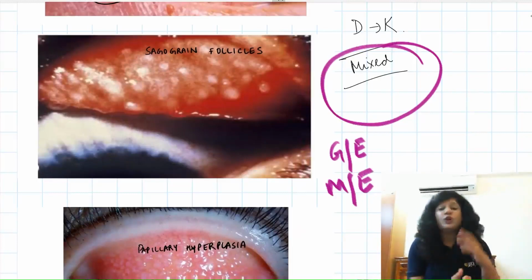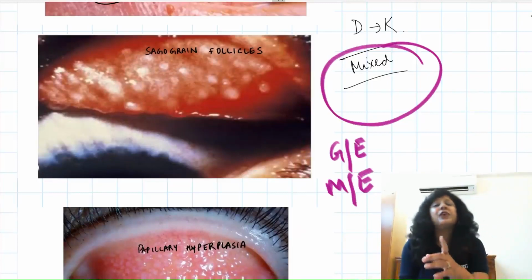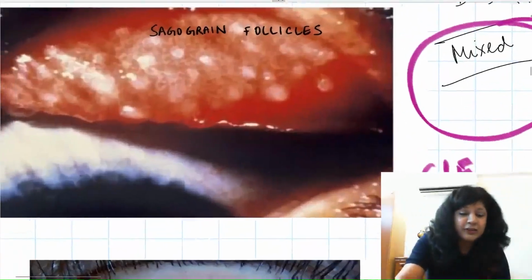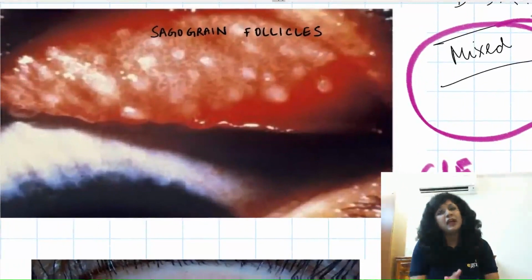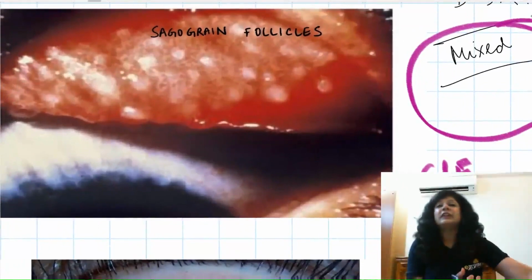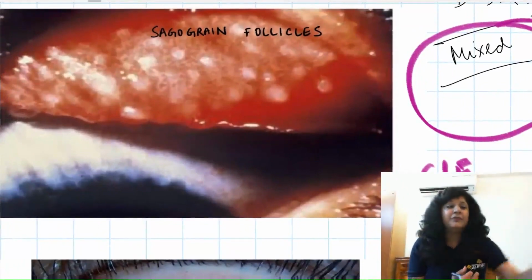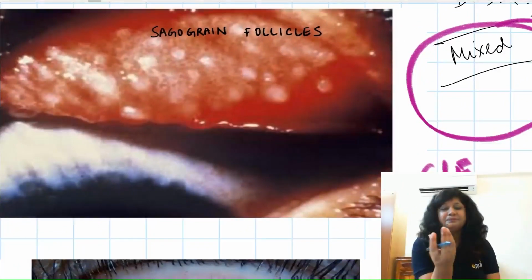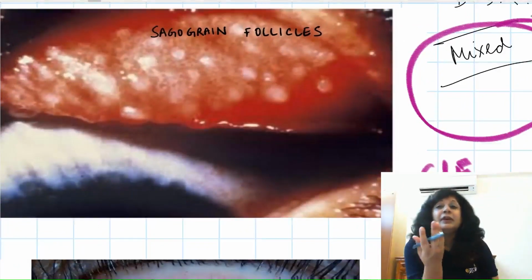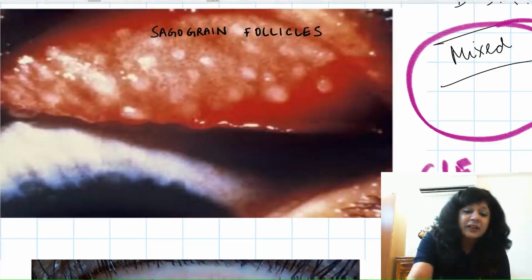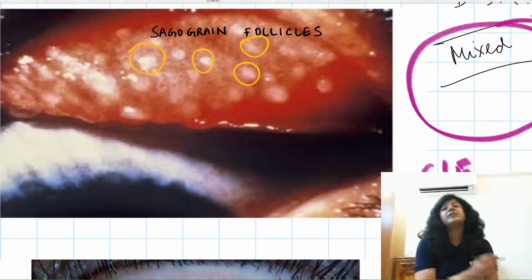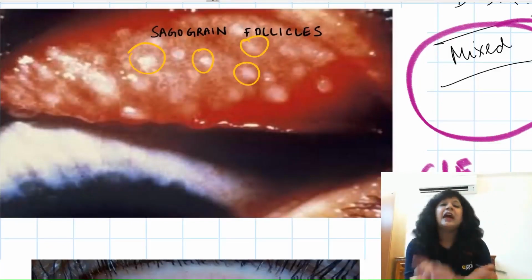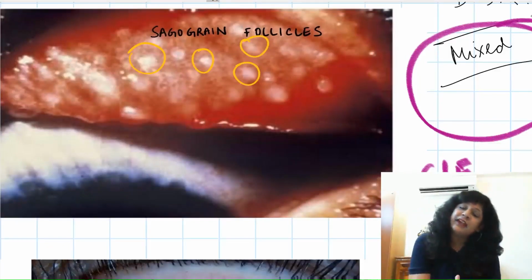Okay. So the follicles that you are getting in trachoma are very, very typical. These are called as the sago grain follicles. I hope you know what are sago grains. Sago grains are the sabudana, and whenever we boil those sabudana, they are looking like pearls. So similar is the kind of follicles that you are getting in the trachoma. Just like that, these are called as the sago grain follicles. Again, follicles will be present in the adenoid layer.